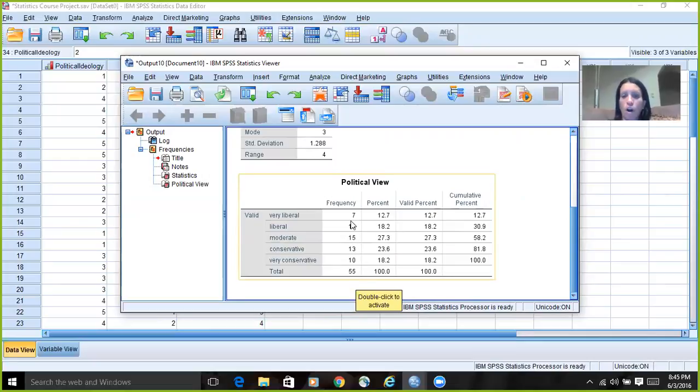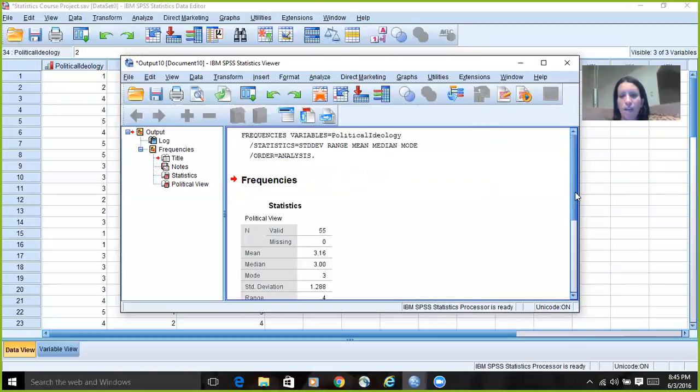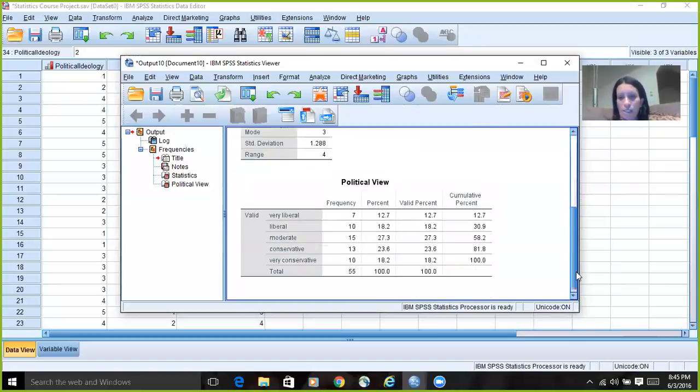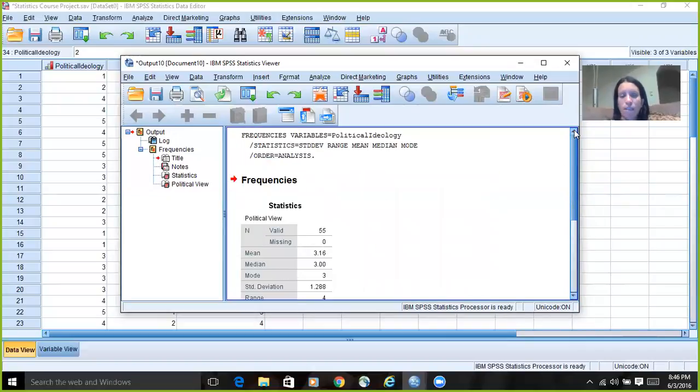You know, there were almost even numbers on the liberal and the conservative side, and then very liberal and very conservative. And then it talks about the percent of respondents that fell into each category. The cumulative percent is not meaningful. And the valid percent was the same as the percent because there were no missing data. If there were missing data, the percent and the valid percent would be different. But since there were no missing data, the valid percent and the percent are going to be the same.